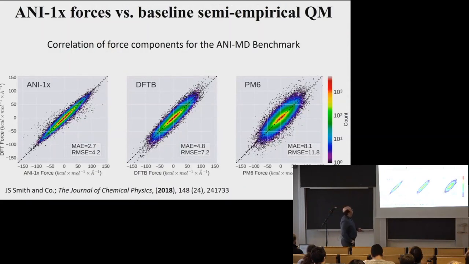Now, since we're interested in molecular simulations, just to give you a perspective on the quality of forces you can get, this is a log density plot. All the points here in red are the forces from the force field versus the reference DFT forces. You get an accuracy of roughly RMSE of about 4 kcal per mole per angstrom. And the accuracy of those forces compares very favorably even with semi-empirical methods like density functional tight binding and PM6, which have 2 and 4 times larger errors.